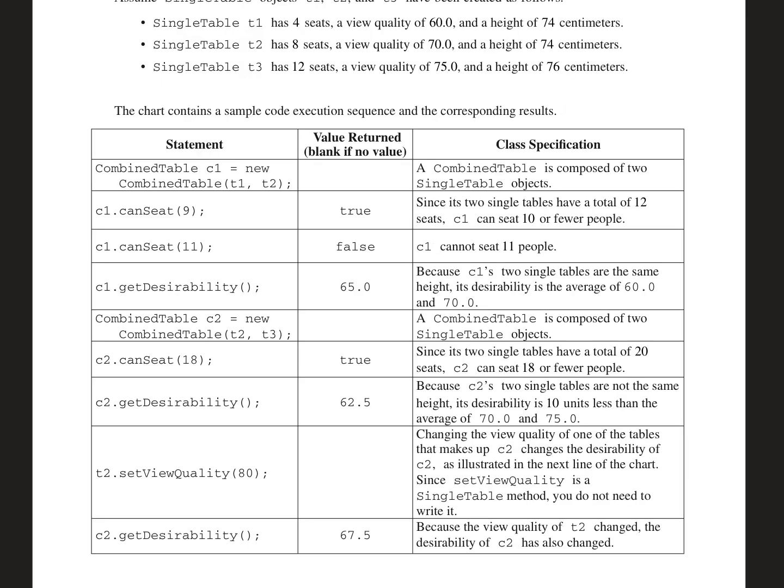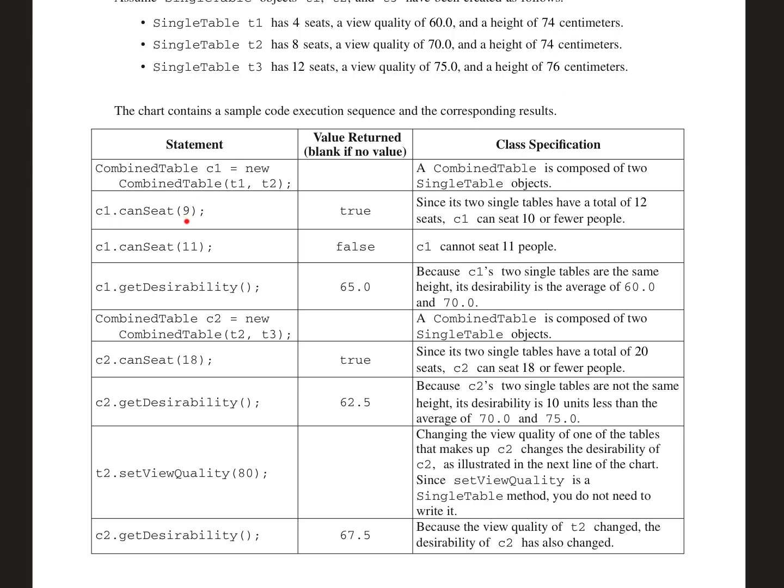They give you this, and this is exactly what you should be writing code for. They show us three single tables: table 1, table 2, and table 3, with their seats, view qualities, and heights. My first combined table is combining table 1 and table 2. Notice they are the same height.